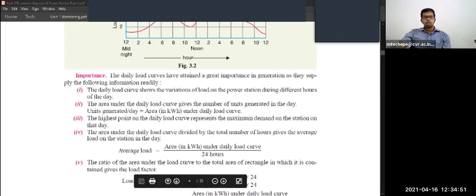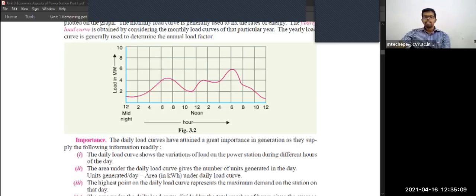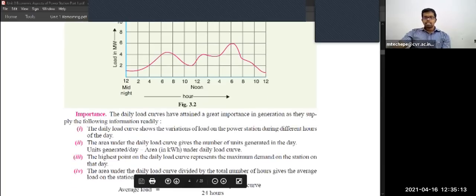And one more thing: the highest point on the daily load curve represents the maximum demand on the station on that particular day. So here, what is the highest point? In this example, 6 megawatt. So this represents the maximum demand on the station on that particular day, and that also we can easily analyze.